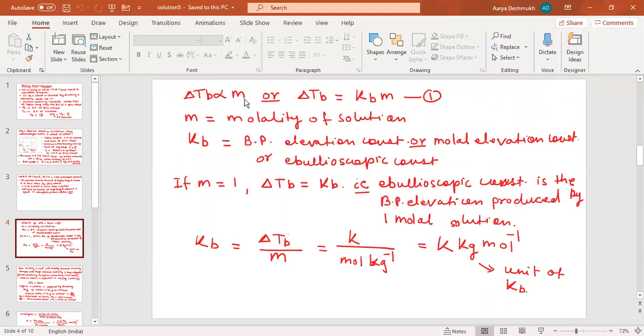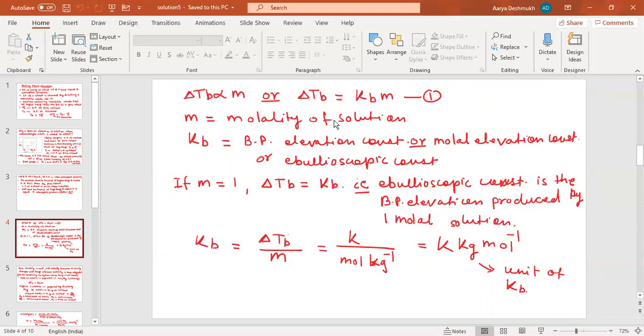This is proportional to m, the molality of the solution. Since we are changing the temperature, we must use the term molality here. We can't use molarity, because molarity will change with temperature, but molality will remain constant. So we want the quantity to remain constant. So delta TB is proportional to m, the molality of the solution. So delta TB will be equal to KB into m. This is your equation 1.